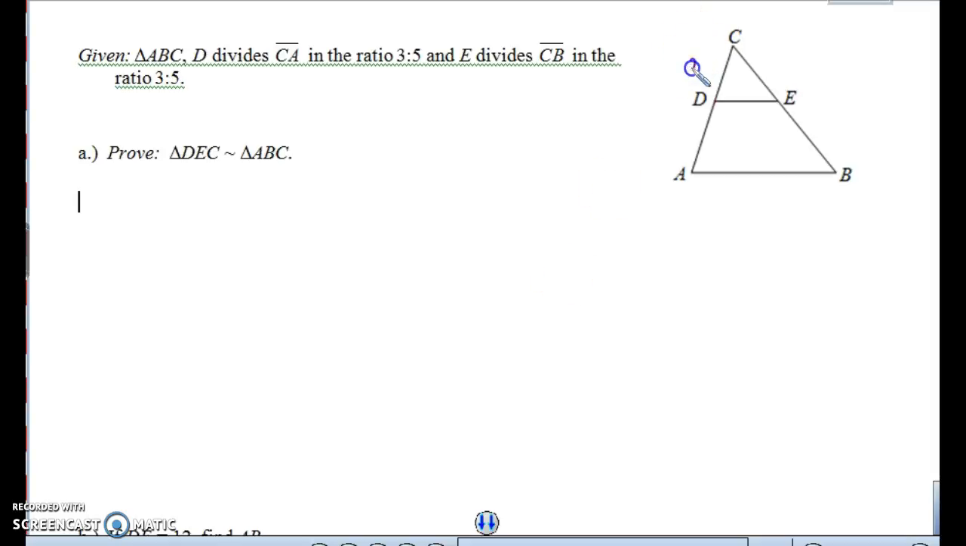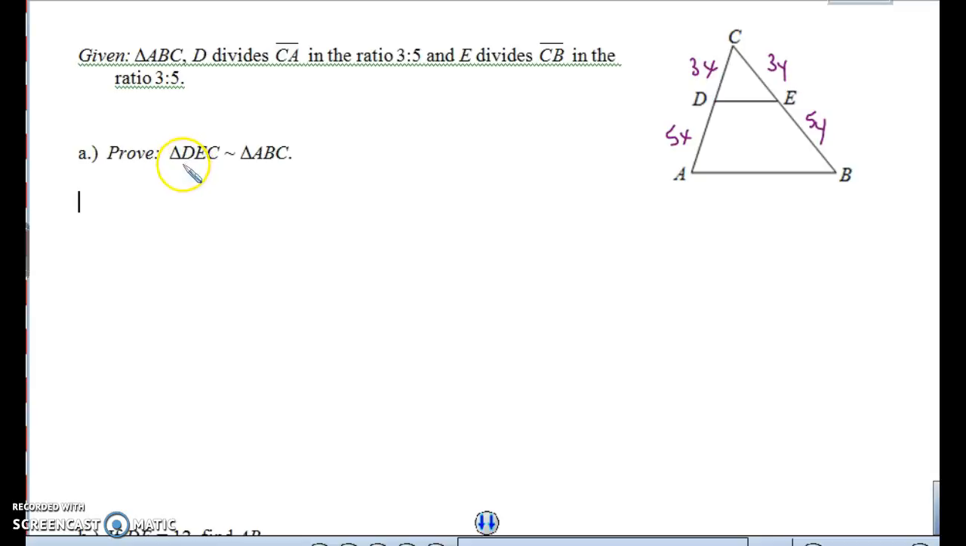So we don't know what multiple of 3 to 5 it's going to be. So I'm going to call this side 3x, and I'm going to call the longer piece 5x, because I don't know what it's going to be. Now over here, again, I don't know what multiple of 3 to 5 it's going to be, so I'm going to call this one 3y, and I'm going to call this one 5y. So that's the information we know right now.